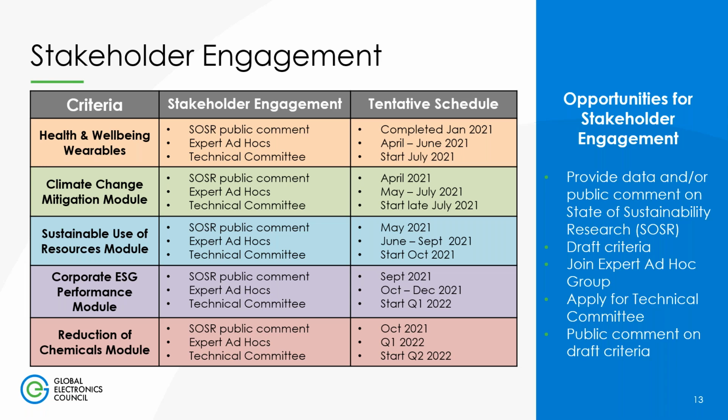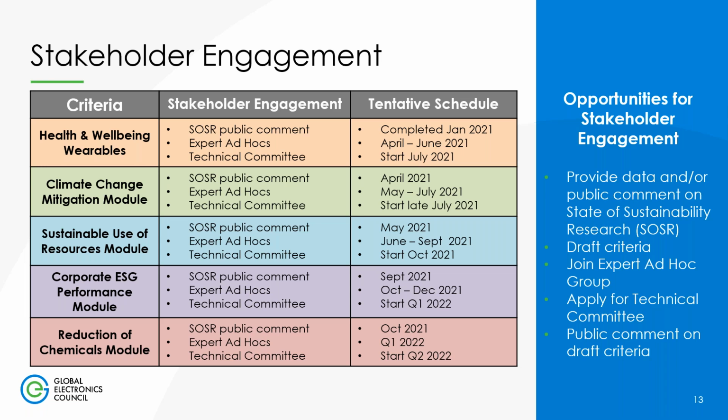We are getting ready to form the expert ad hocs. As you'll see, the state of sustainability research and public comment actually was completed in January. Now, as I said, each of these rows in the table is a separate criteria development process. For each process, what you'll see here are the same 3 opportunities for stakeholder engagement with a timeline provided for planning purposes.